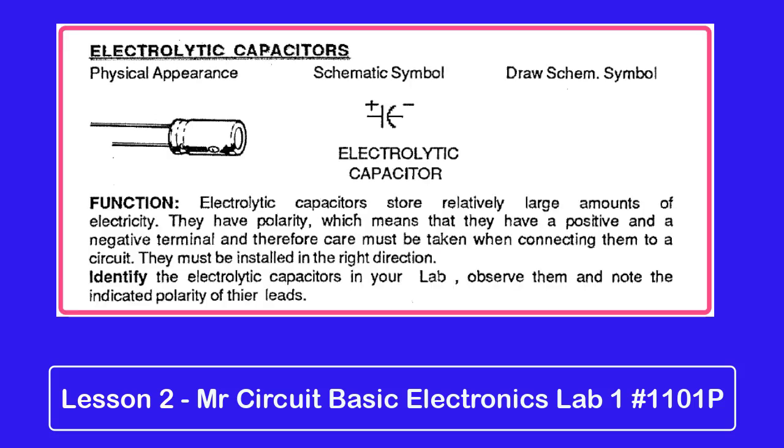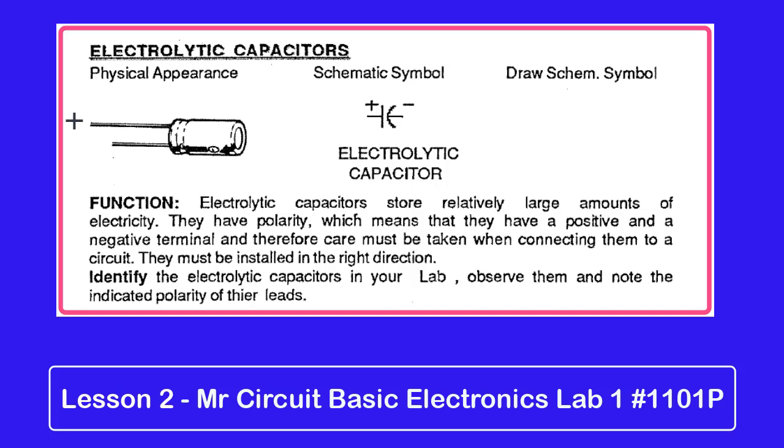Next, we have electrolytic capacitors. You can see their appearance. They look like a small can with 2 leads sticking out. One lead is longer than the other. The long lead is positive. The short lead, of course, is the negative. Also, lots of times has a stripe on the side to indicate the negative side. Notice the schematic symbol. It's labeled with a positive and a negative. Go ahead and copy that symbol on your paper.